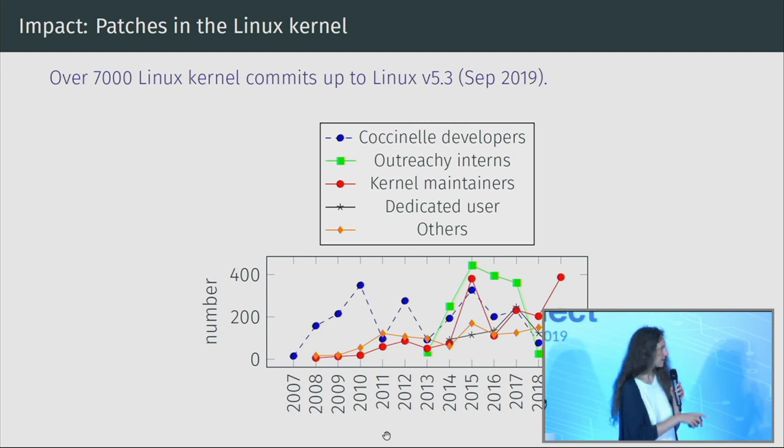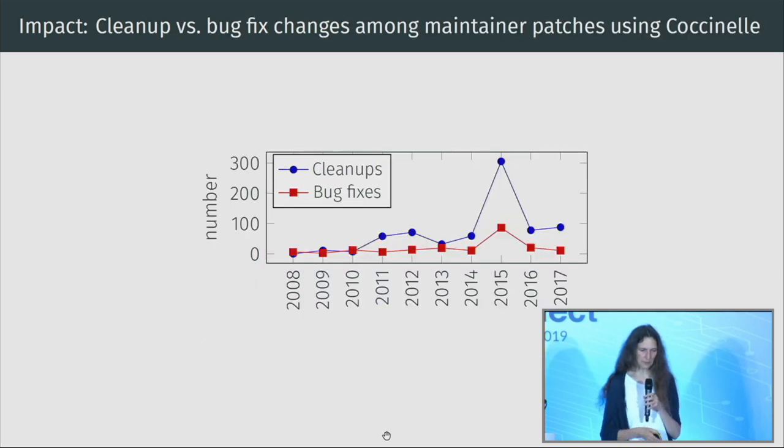You can see in 2015, there was a big peak there for the red line. Some maintainers picked up some rather challenging, rather pervasive tasks to do. But then we see the same high point in 2019 for the maintainers, even though 2019 is not over yet. So we see in general increasing use of the tool.